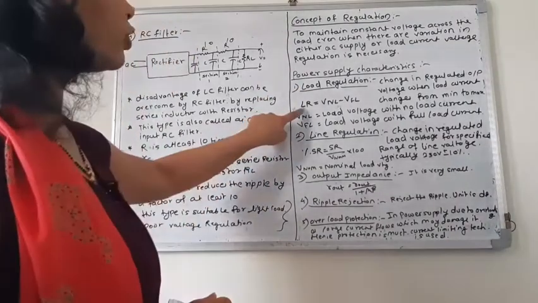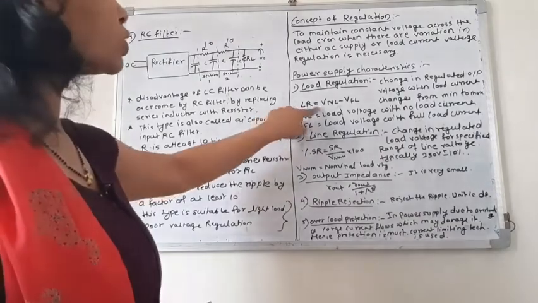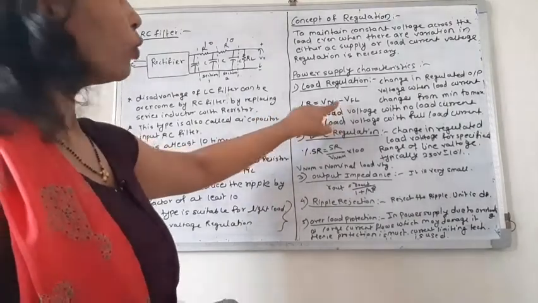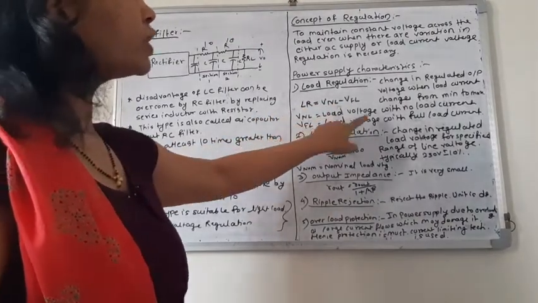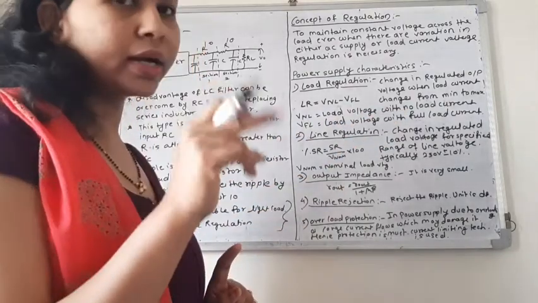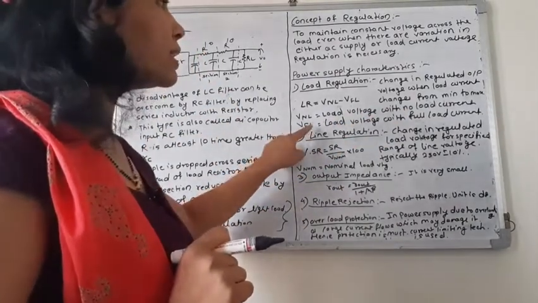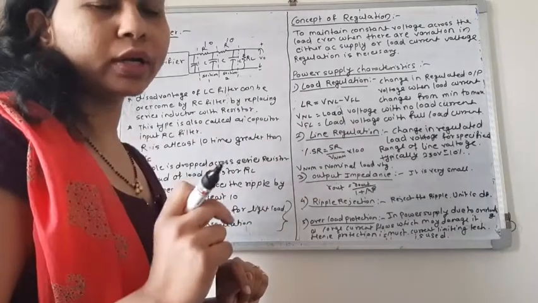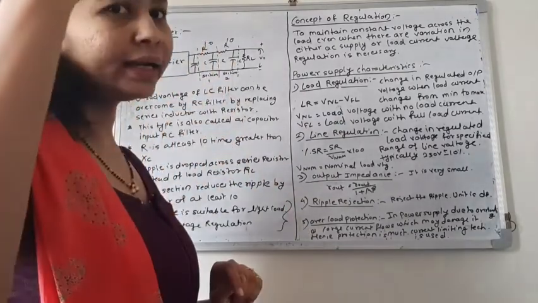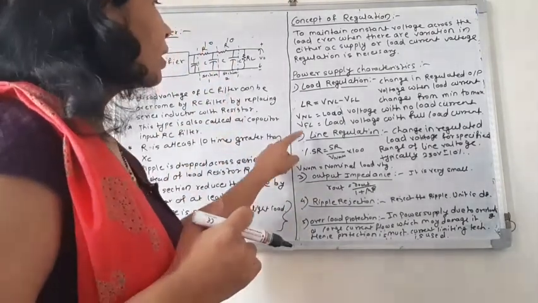Load regulation is denoted by LR. It is equal to VNL minus VFL, where VNL is the load voltage with no load current, meaning load current is 0, and VFL is the load voltage with full load current, meaning load current is at its maximum.